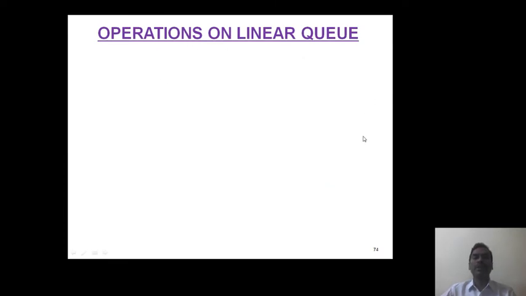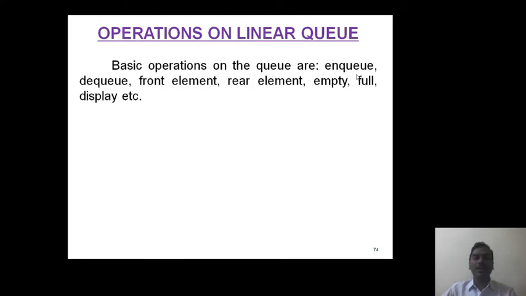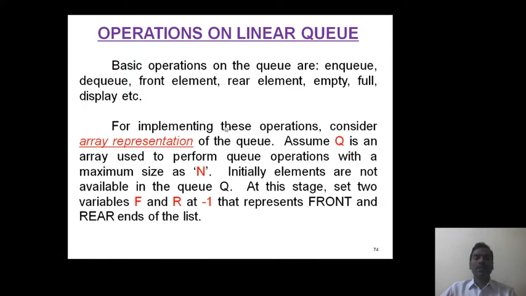Operations on linear queue. The basic operations on a linear queue are enqueue, dequeue, front element, rear element, empty, full, and display operations. Now to implement these operations, assume Q is an array used to perform linear queue operations with a maximum size of n. Initially, elements are not available. At this stage, f and r, these two variables, represent the front and rear elements of the list. They are set at -1.